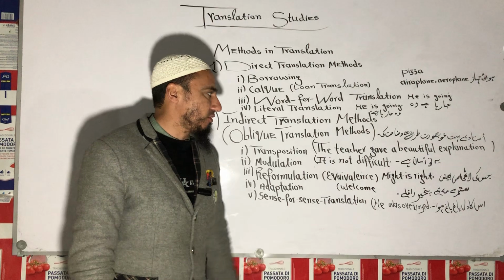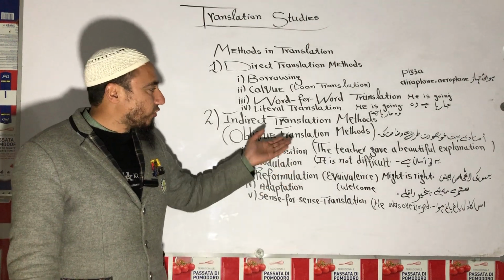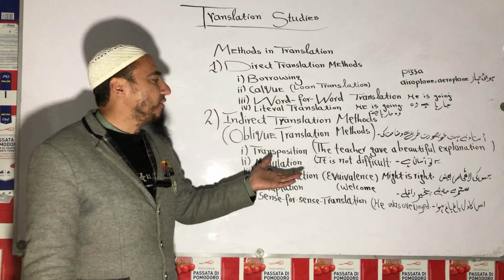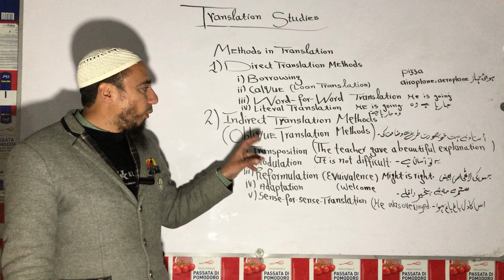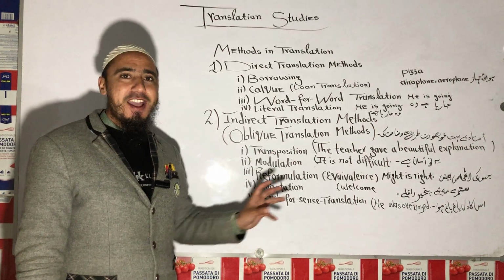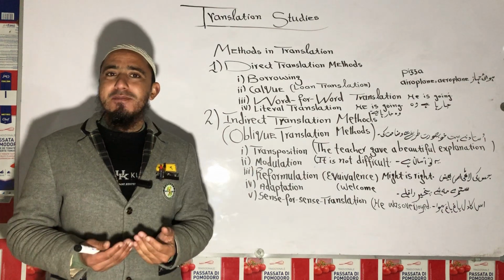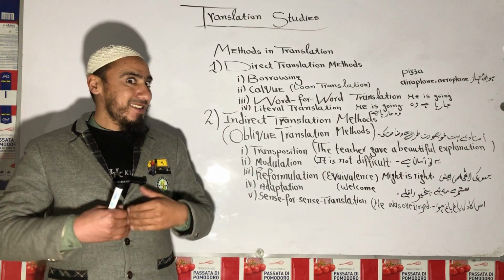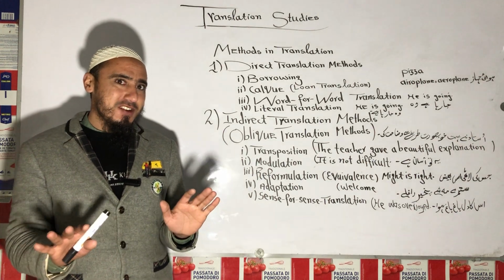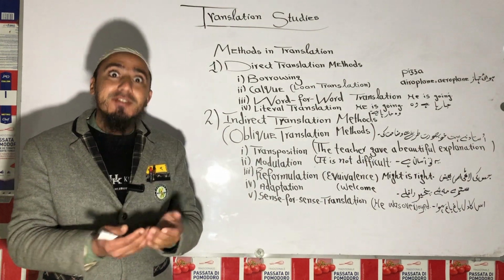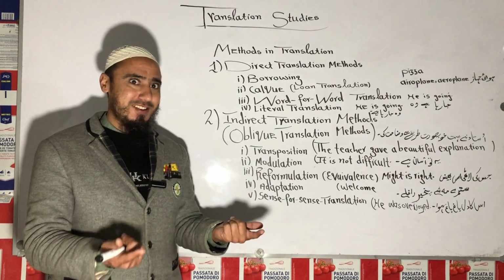The first one, transposition. What is transposition and its example? Transposition is an indirect method of translation. And what happens in transposition? A very strange thing happens. The message does not change, but even the nouns and the verbs change. But the message is the same.